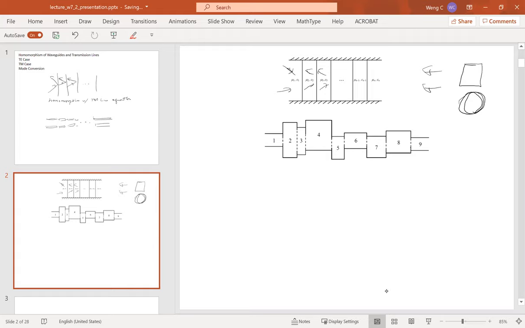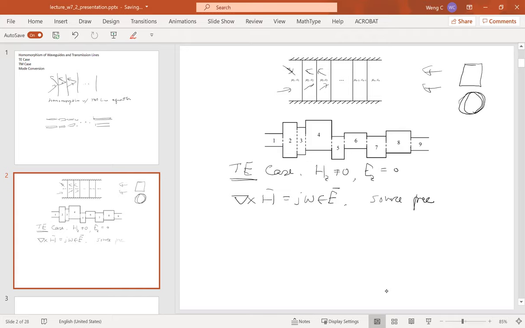And we start with the TE case. In the TE case, we know that in the waveguide, HZ is not equal to zero, EZ equal to zero. That is what the definition of TE is. And then we can start with Maxwell's equation, saying that curl of H is equal to J omega epsilon E. The goal is to derive the telegraphist equation or something similar to the telegraphist equation for the equations in the waveguide, okay? So we're going to assume source-free since it's going to be a waveguide problem.